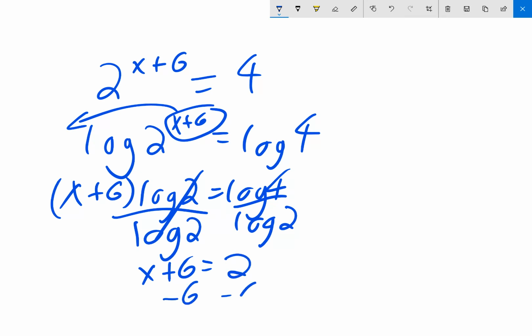And so when we subtract 6, we get x equals negative 4. And that's totally cool. We can have a negative number as x. That's fine.